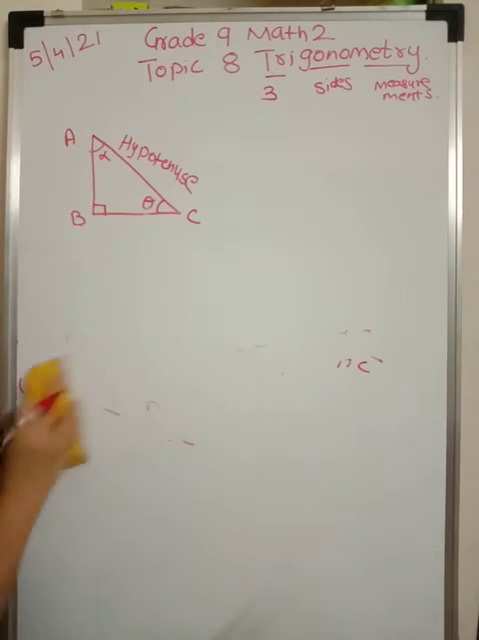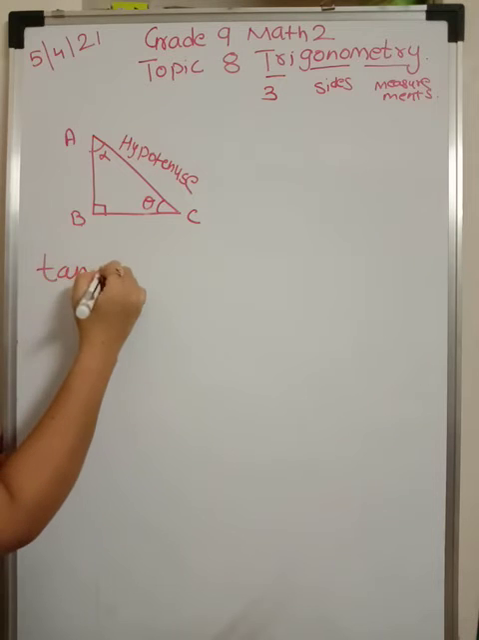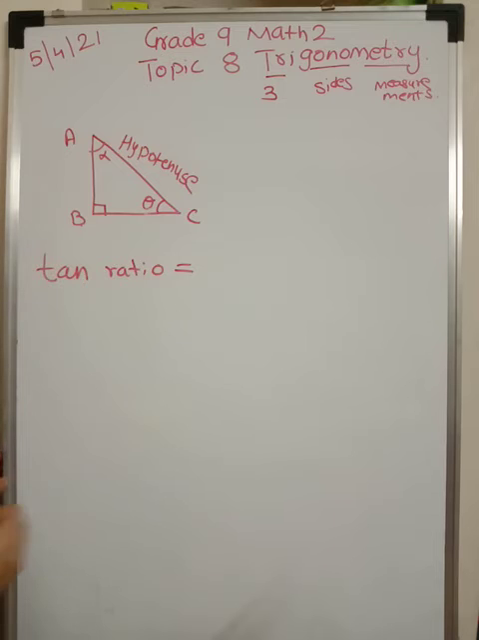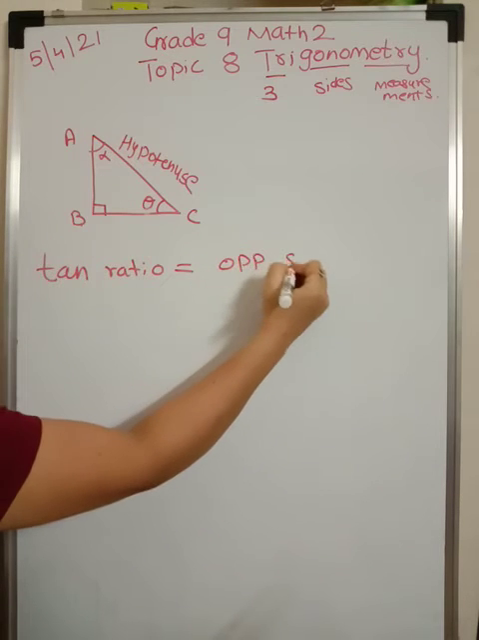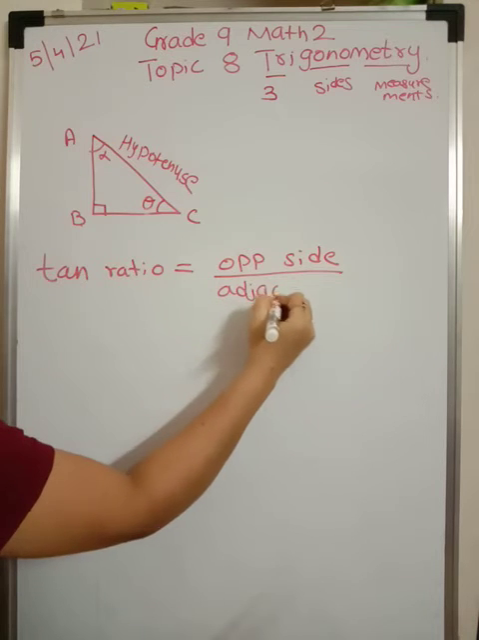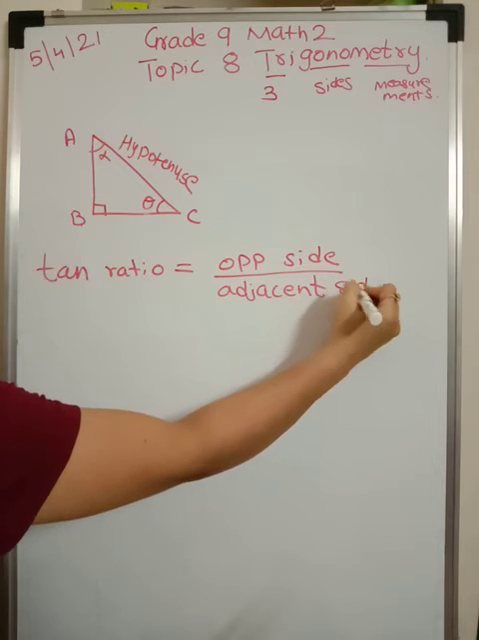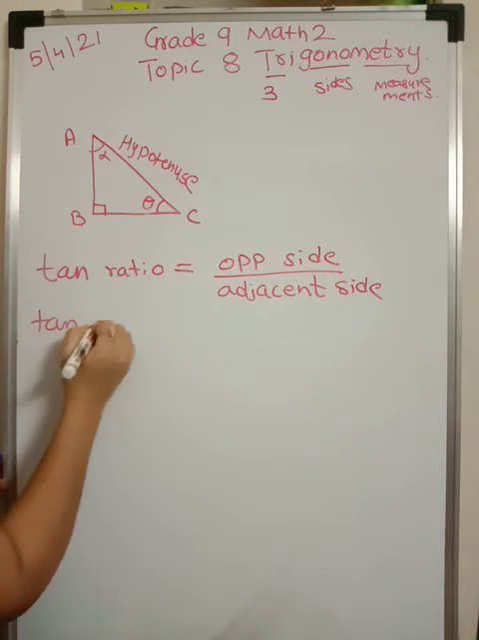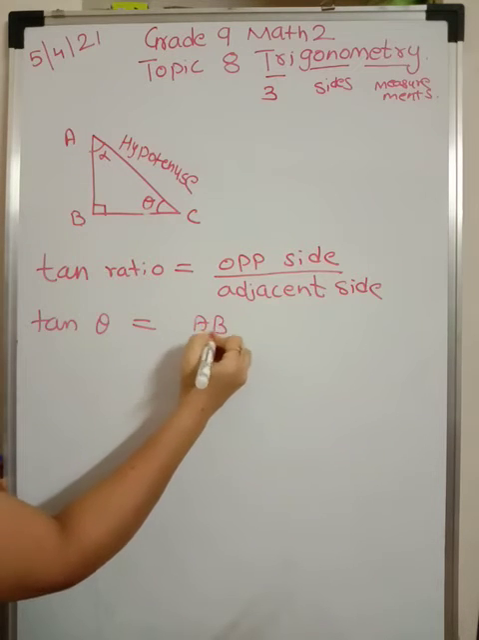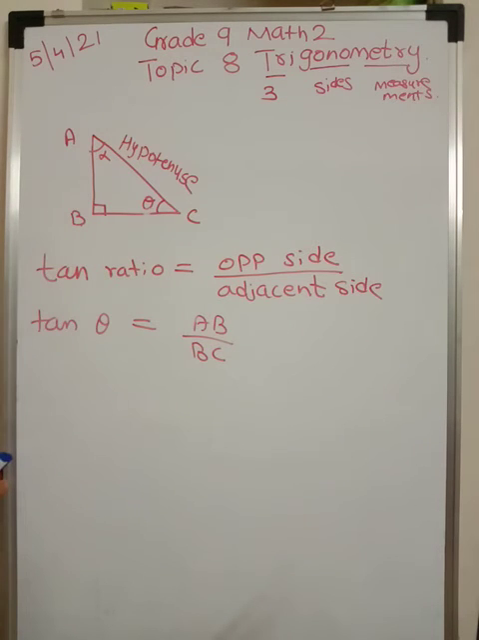Okay. See, now what is the tan ratio? Tan ratio is given as opposite side upon adjacent side. Now I want to find tan of theta. For theta, the opposite side is what? AB. And the adjacent side is what? BC. So your hypotenuse doesn't come into the picture.